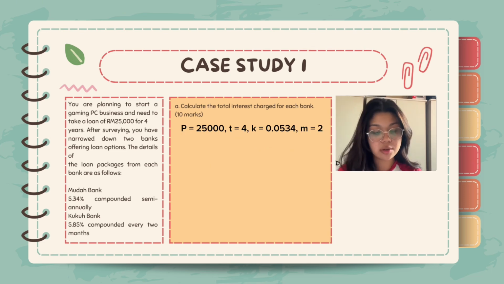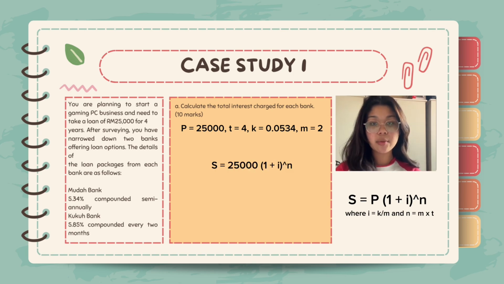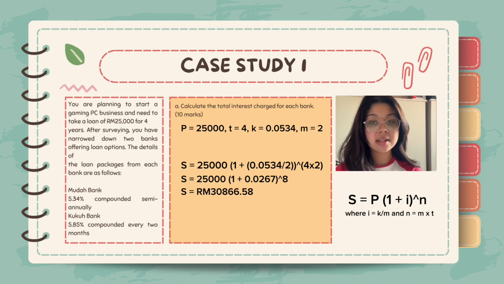So to solve this question, we can use the formula S equals P bracket 1 plus i bracket in the power of n. When we substitute the information given in the question into the formula, we get S equals 25,000 bracket 1 plus 0.0267 bracket in the power of 8. And the answer we will get is 30,866 ringgit and 58 cents.